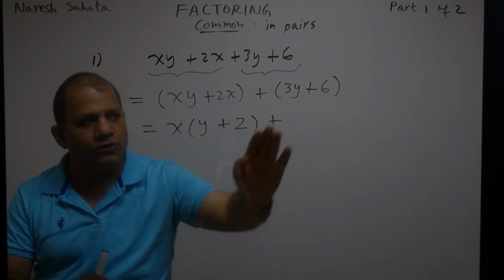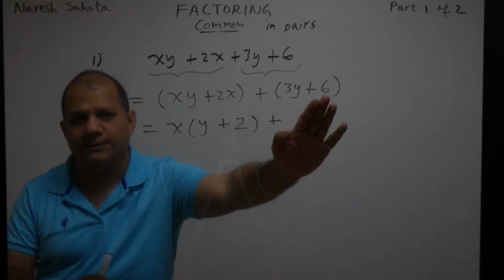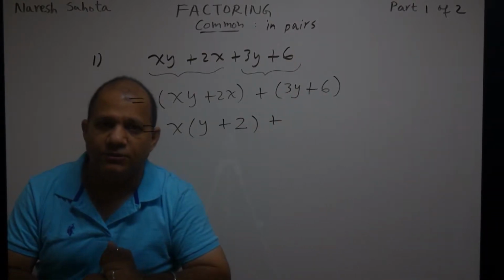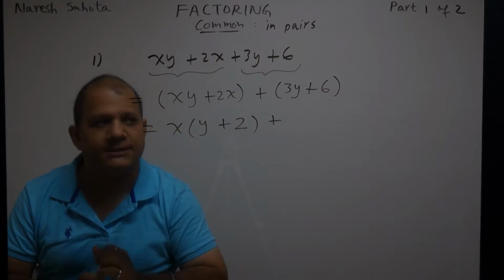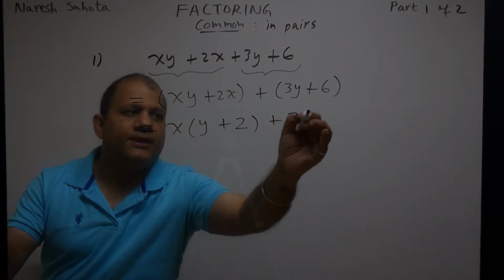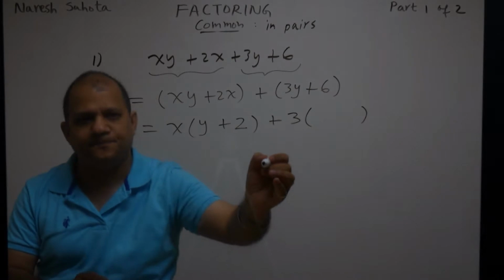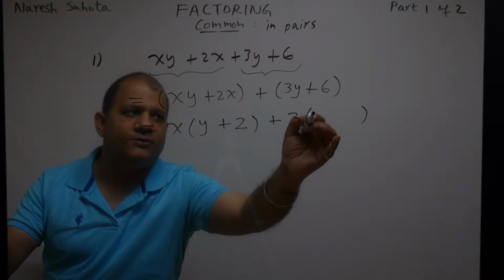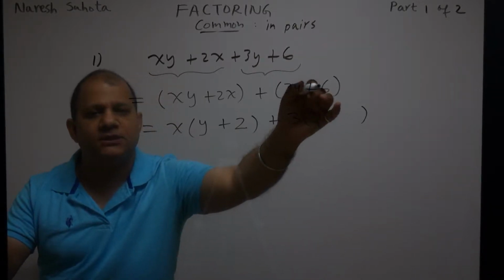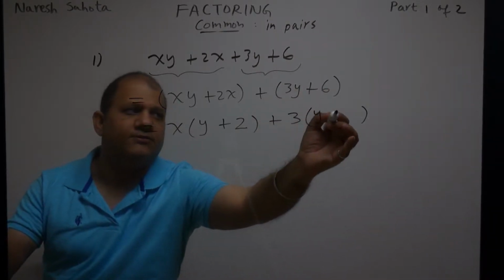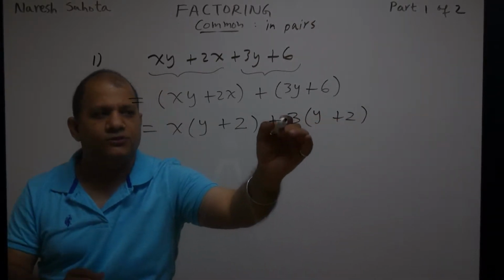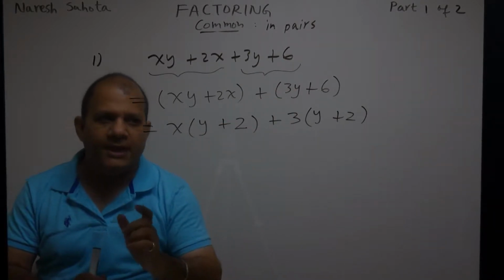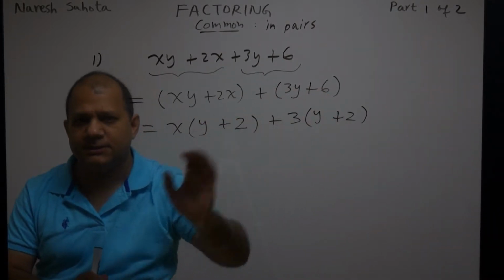Now let's do the same thing with the second bracket. What's common between 3y and 6? Looking at the numbers 3 and 6, 3 is common because 3 goes into itself and also into 6. So pull out a factor of 3. From 3y, you pull out 3 and the other factor is y. From 6, you pull out 3 and the other factor is 2. So 3 times y is 3y, and 3 times 2 is 6. Now I've factored both of these brackets separately.